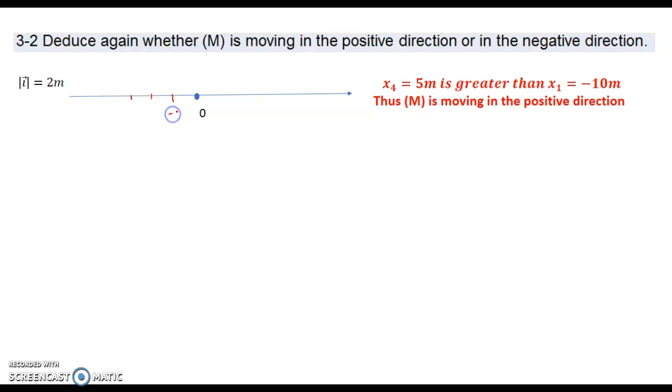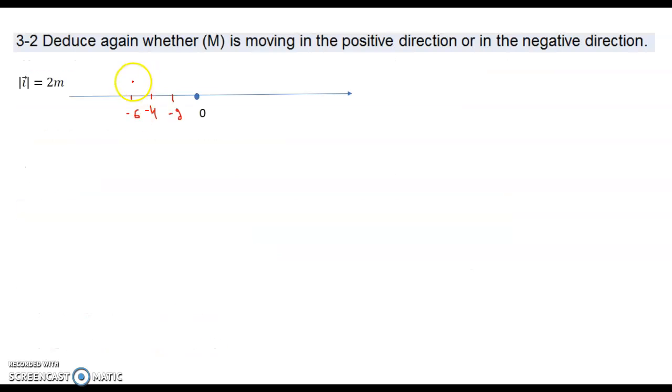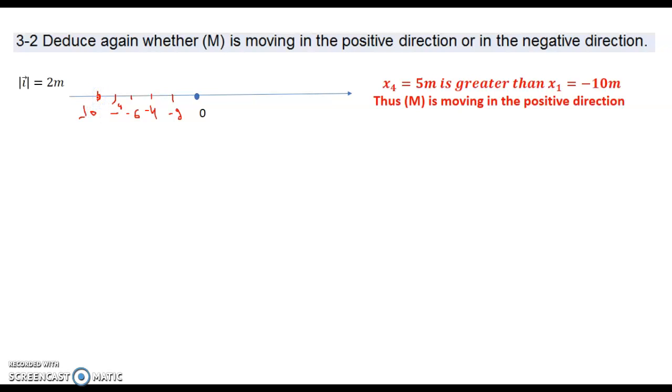So here it is minus 2, this is minus 4, this is minus 6, and x1 is minus 10, so we still need to continue. This is minus 8, and finally this is minus 10. So at t1 the object was at this position, then at t4 it's 5 meters, so it is in the positive sense: 2, 4, and 6. So x4 is between 4 and 6 here. So the object is moving from x1 till x4 in this direction.